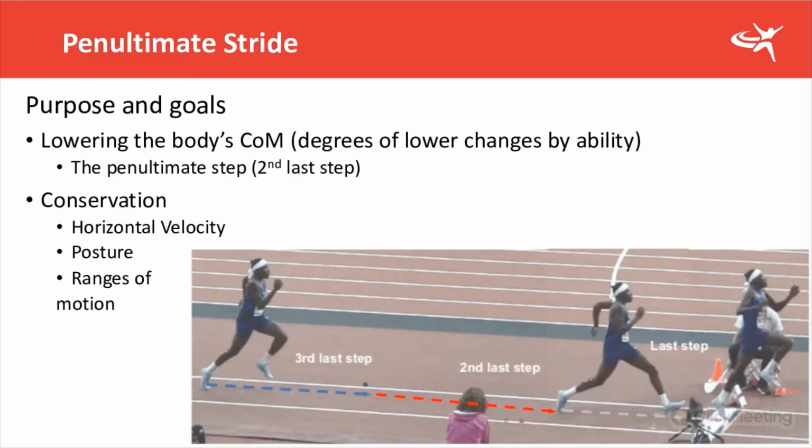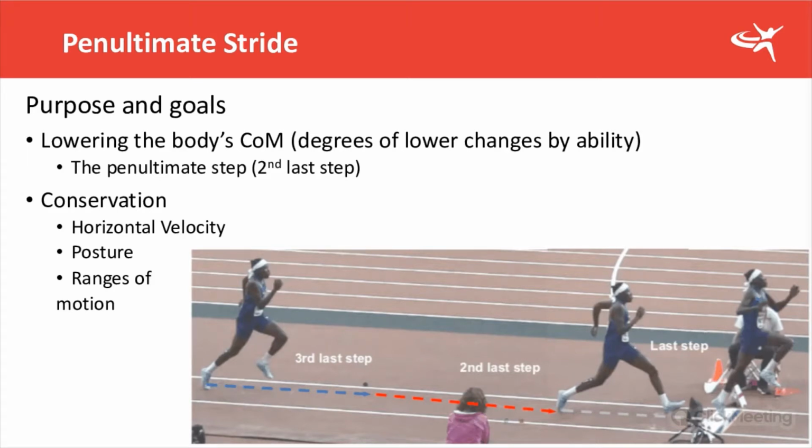So the penultimate stride, as we can see here, is that second last step, denoted by the red dots. The purpose of it is a lowering of the center of mass, and the degree of lowering will change with the athlete's ability. A development athlete may have very little lowering, whereas we will see shortly with Brittany Reese, she's probably one of the biggest components of lowering of center of mass through that penultimate phase. But the penultimate is essentially the second last step into the approach.